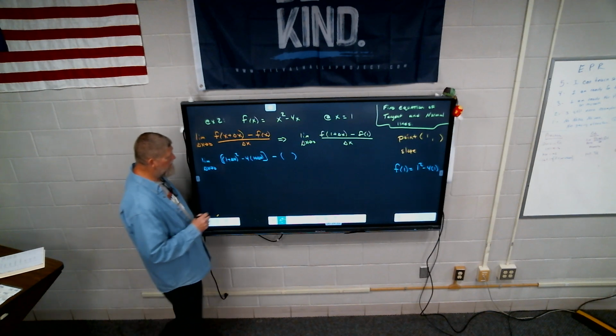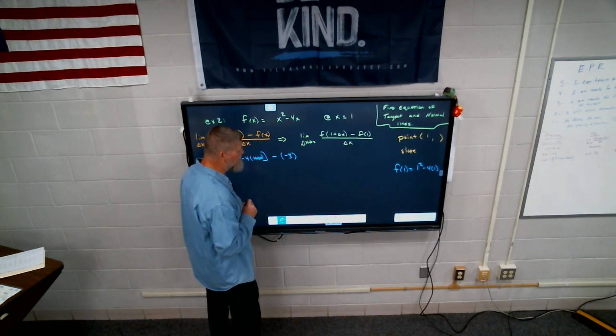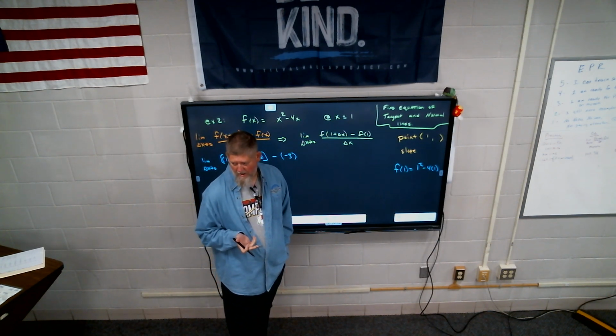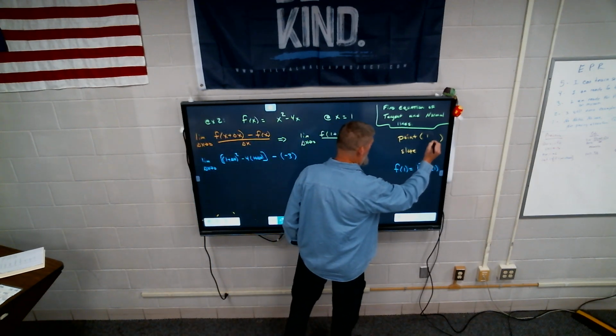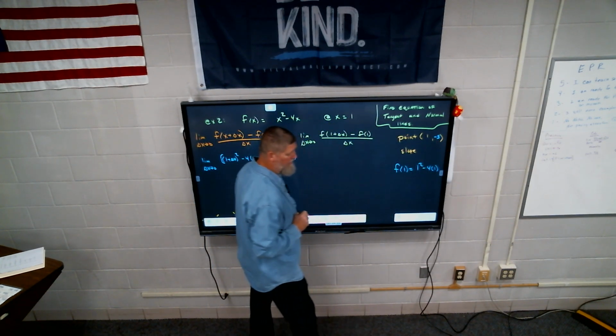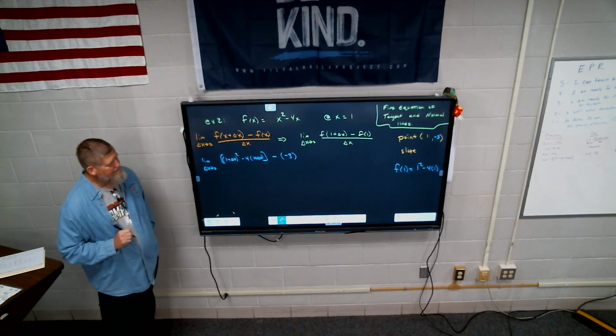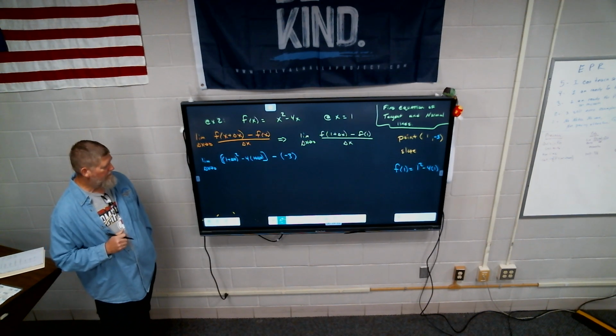Gives us negative 3. Now, as Lachlan said earlier, that is my y value. That's taking 1 and plugging it in, so now I have my full point: 1, negative 3. That gives me my y value.